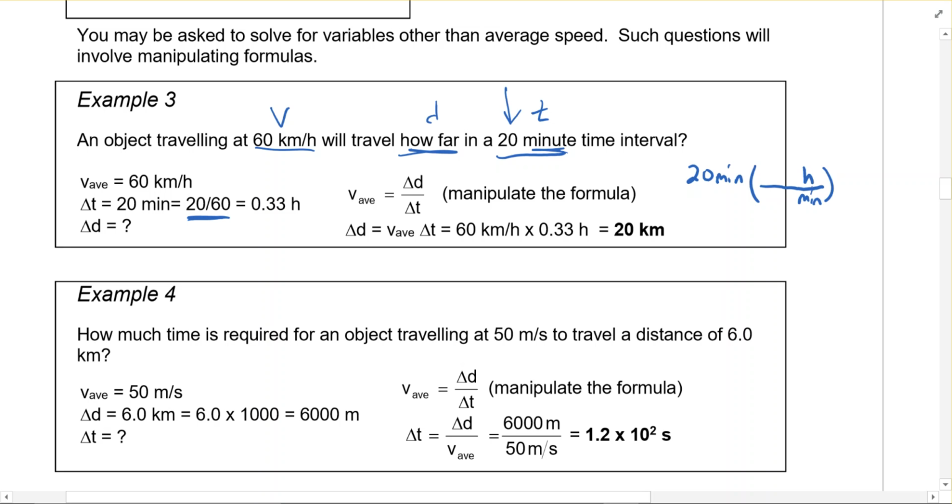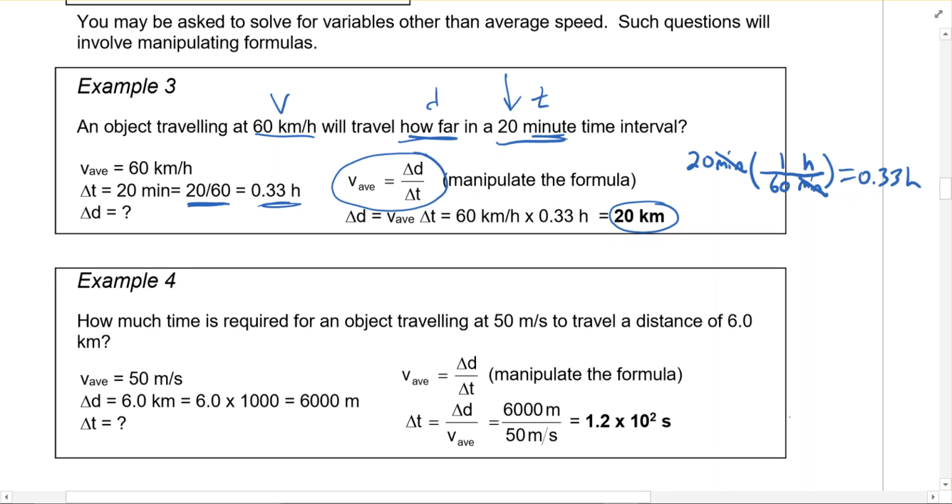So I'm just going to say, okay, how many minutes are in an hour? Well, there are 60 minutes in 1 hour. So if I do this, I've got minutes over top of minutes. They cancel. So all I have to do now is go 20 times 1 over 60, or 20 divided by 60. That's going to give me my answer in just hours. So that's going to be 0.33 hours. Now all we have to do is start out with your formula, just the normal way you do it, and then manipulate it. So we just bring t up on both sides, and we end up with 20 kilometers.